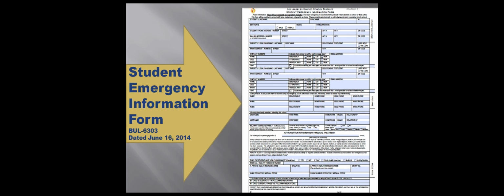The major changes on the new form is the option to provide a text message number and the section to identify military-connected students. Please refer to Bulletin 6303 dated June 16, 2014 for more information and a copy of the new Student Emergency Information Form. This form is also available on the LAUSD website under the Families tab.